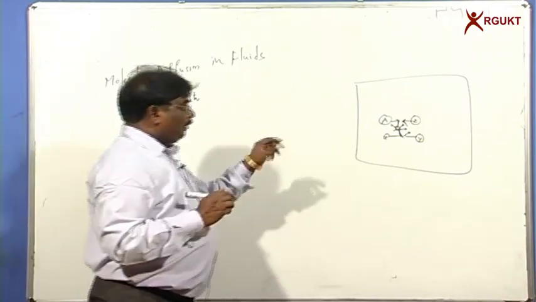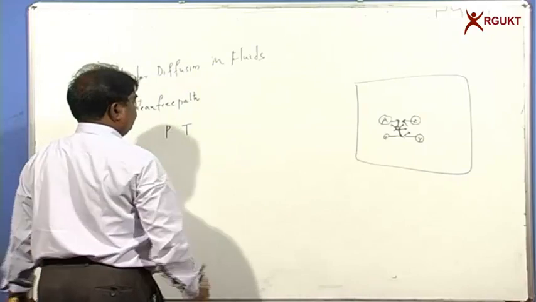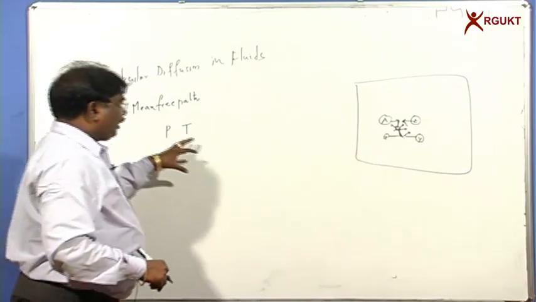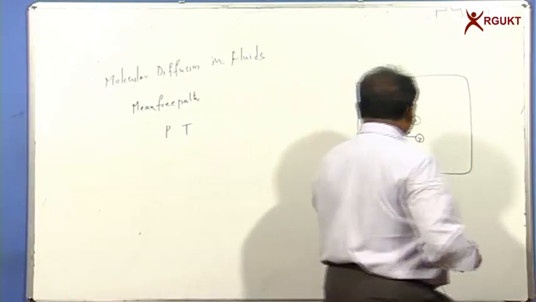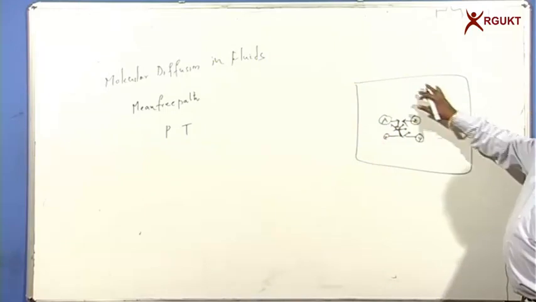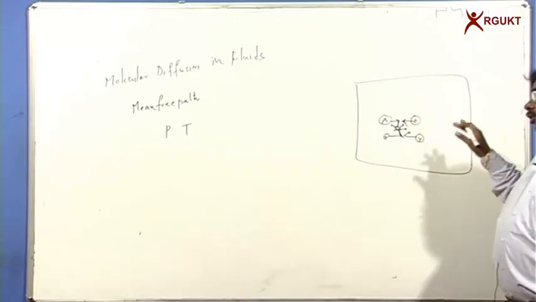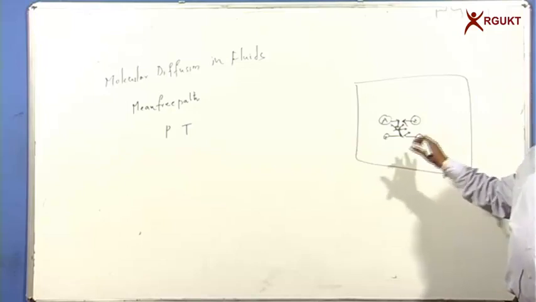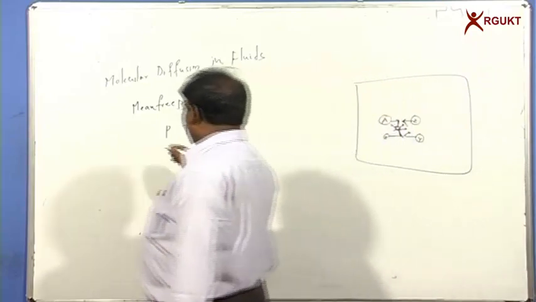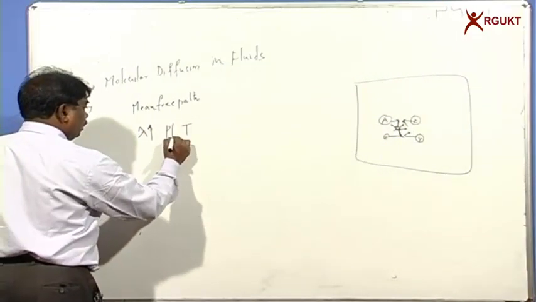And this mean free path, obviously it is going to depend on the pressure, and on the temperature. So suppose now if you decrease the pressure, then what one can see, the pressure is less, means the number of molecules in a given volume is less. When the number of molecules in a given volume is less, the number of collisions is going to be less. When the number of collisions is less, the mean free path will be more. This mean free path, we call it lambda. This lambda is going to increase when the pressure decreases.